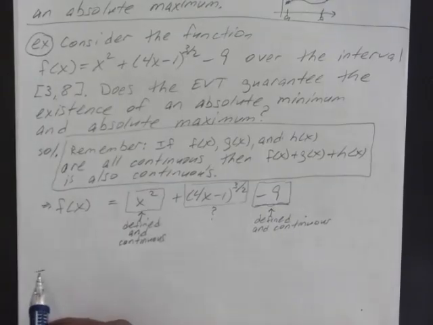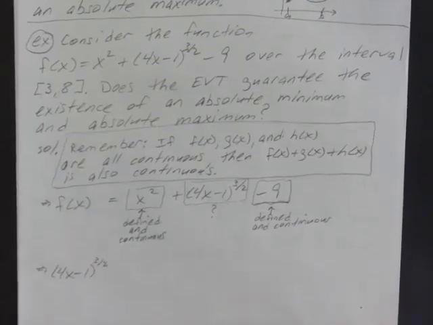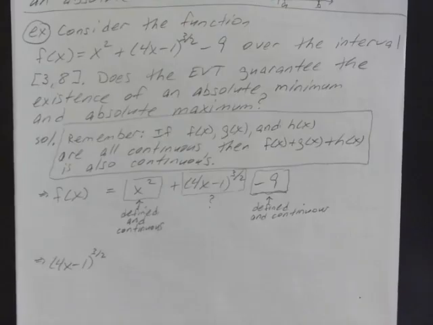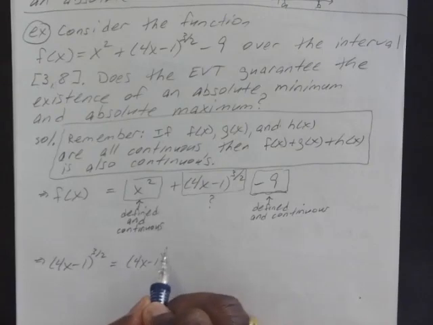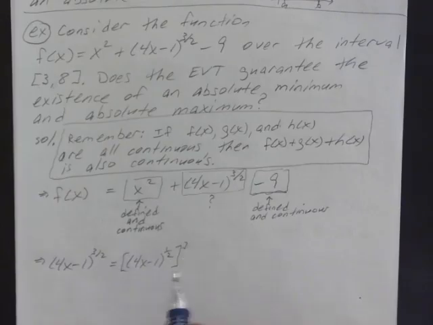Okay. So if we take (4x minus 1) to the 3/2 power, we can rewrite that as (4x minus 1) to the 1/2 power, and that raised to the 3rd power. Because if we multiply those two, we'll just get our 3/2.